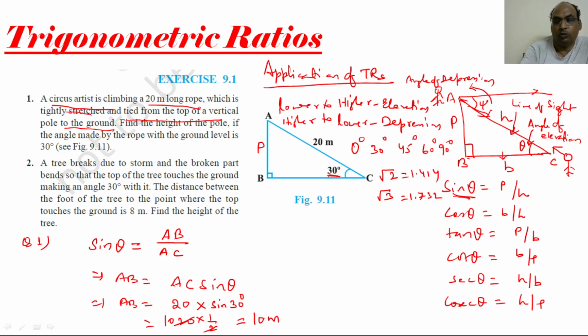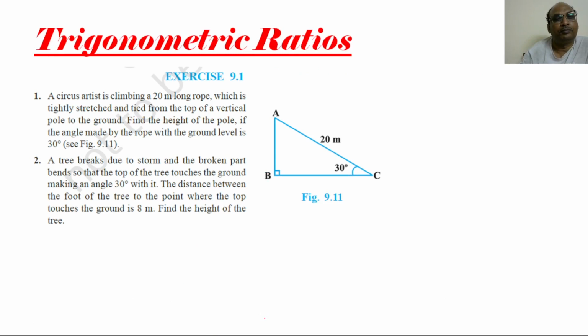Okay, let us go to the next question. Question number 2. Here we are given that a tree breaks due to a storm and the broken part bends so that the top of the tree touches the ground, making an angle 30 degree with it.